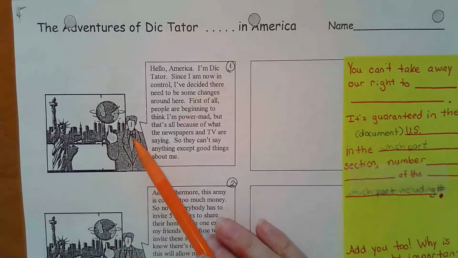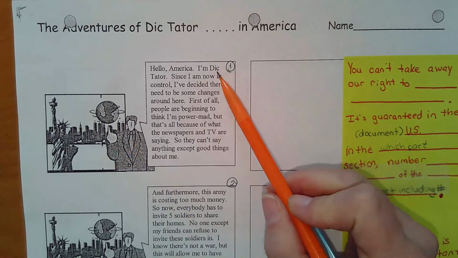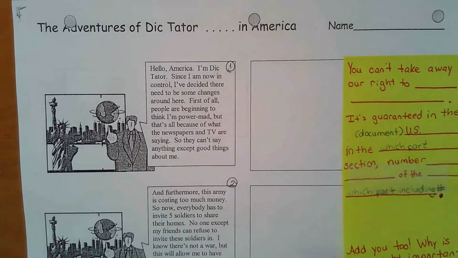So here, what I've done is I've imagined that a dictator has taken over America. His name is Dictator. So a dictator is when someone takes over the government in a way that does not follow the rules and the legal steps that are set up for that particular government of how to get to be in authority.